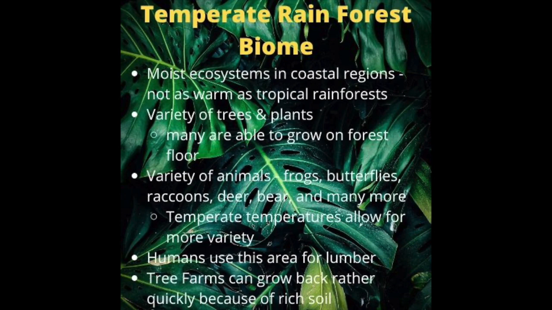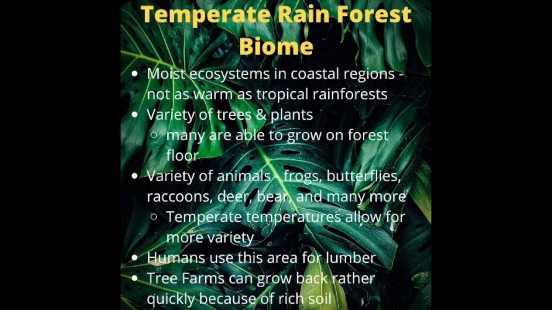There is a variety of animals that live here in the temperate rainforest. There's frogs to butterflies to raccoons, deer, bear, and many more. Because they're in the temperate climate zone, the temperatures are going to allow for a larger variety. Think about how we live in the temperate climate zone and think about the difference in our temperatures throughout the year.